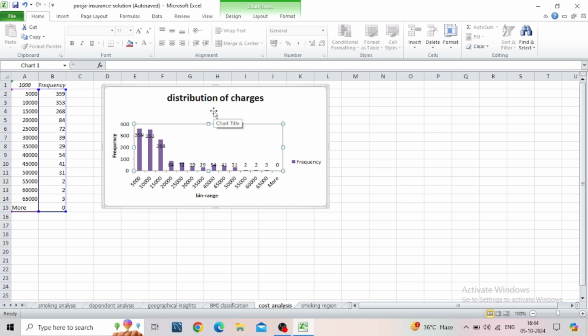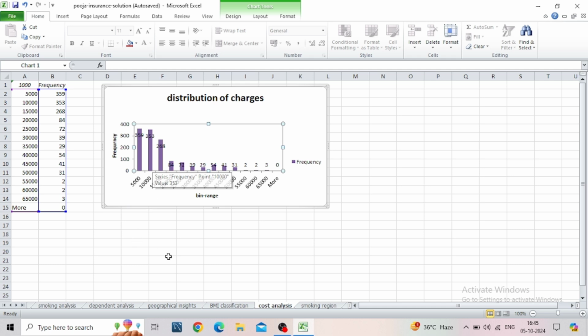Upon examining this histogram, I found that the values in the range 1000 to 15,000 from here to here had the highest frequency. This indicates that a significant number of medical charges fall within this range, suggesting that most patients incur costs that are relatively moderate compared to extreme values. Overall, the cost distribution analysis provided valuable insights into the financial landscape of medical expenses.